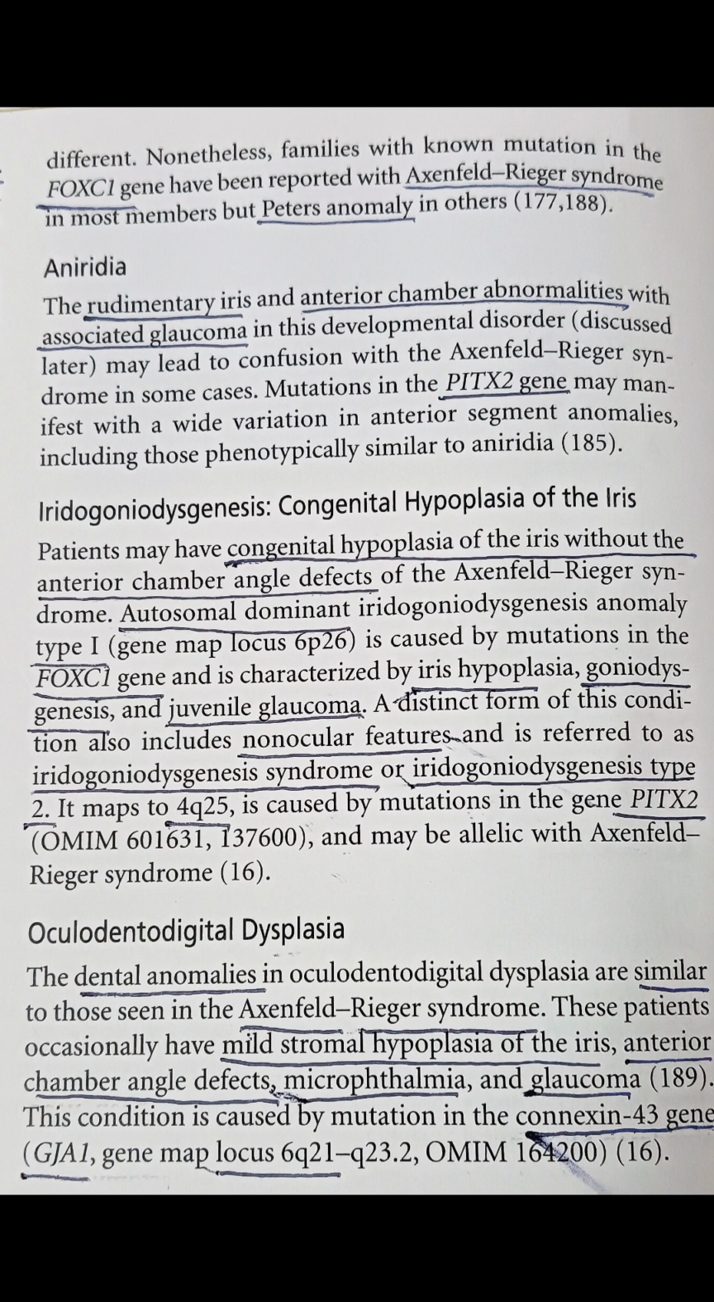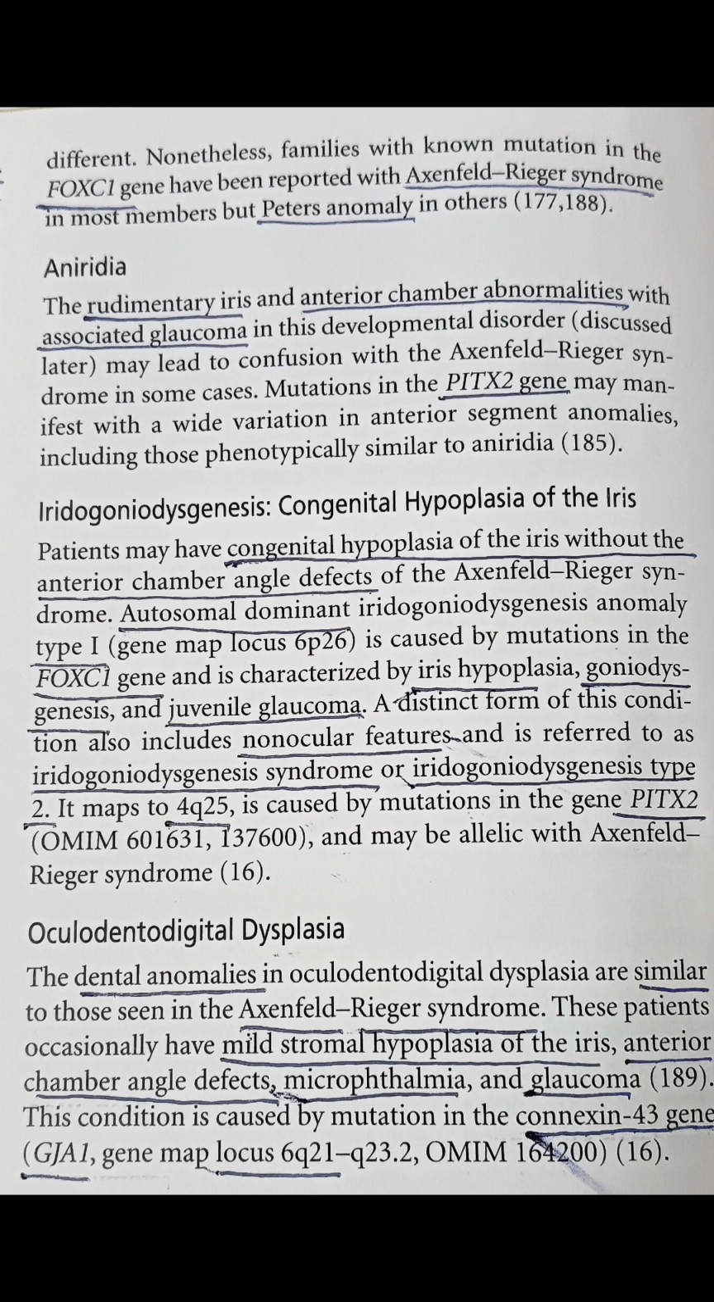The fifth differential diagnosis of Axenfeld-Rieger syndrome is iridogoniodysgenesis, congenital hyperplasia of the iris. Patients may have congenital hypoplasia of the iris without the anterior chamber angle defects of the Axenfeld-Rieger syndrome. Autosomal dominant iridogoniodysgenesis anomaly type 1, gene map locus 6p25, is caused by mutations in the FOXC1 gene and is characterized by iris hypoplasia, goniodysgenesis, and juvenile glaucoma.